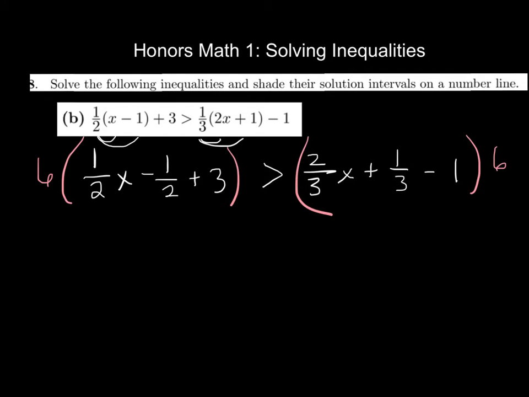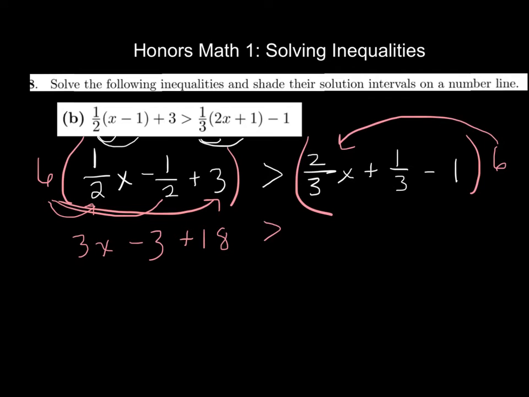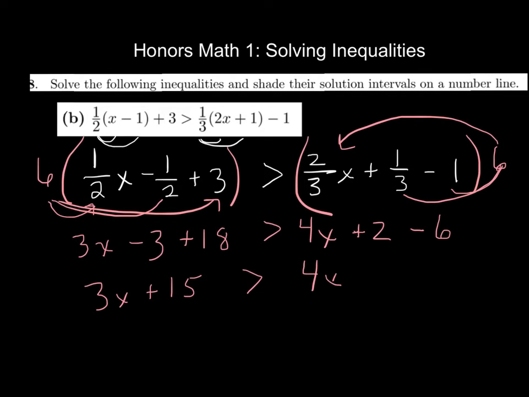When you do that, 6 times 1/2 x is 3x. 6 times negative 1/2 is negative 3. 6 times 3 is 18. All whole numbers. 6 times 2/3 x is 4x. 6 times 1/3 is 2. 6 times negative 1 is negative 6. So now it becomes easy to combine like terms. So now we get 3x plus 15 is greater than 4x minus 4.